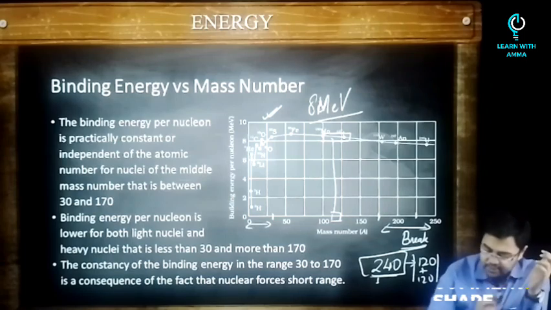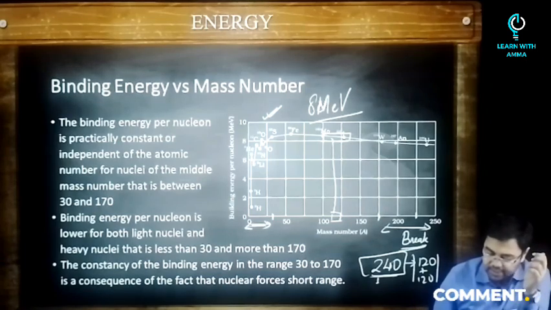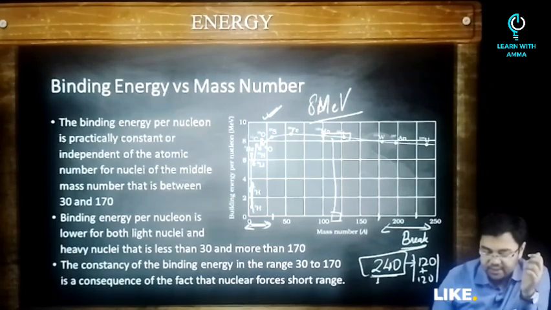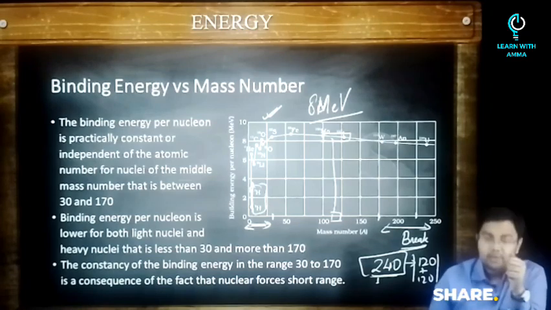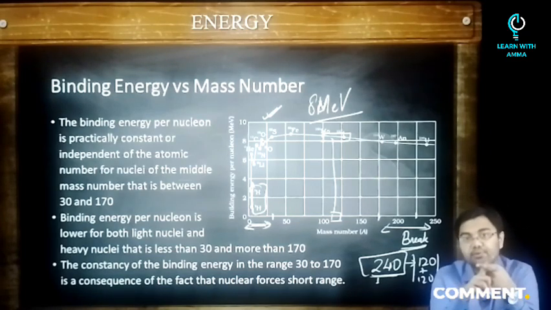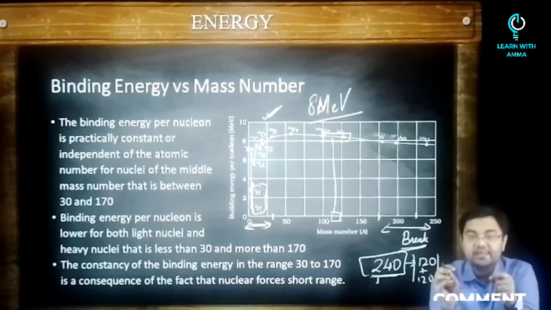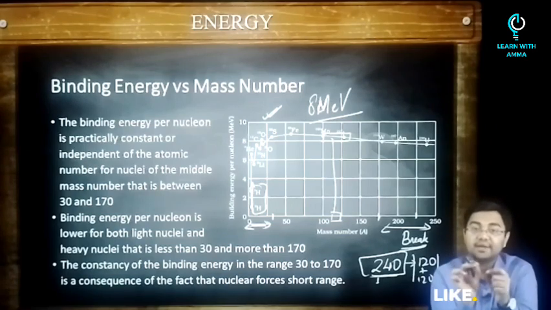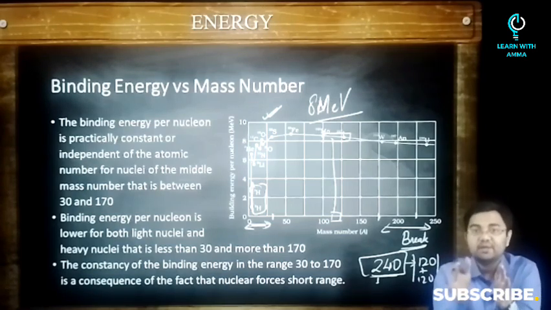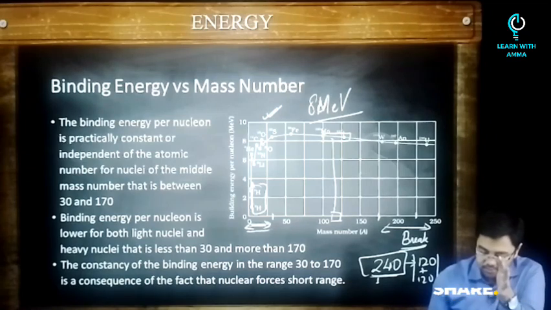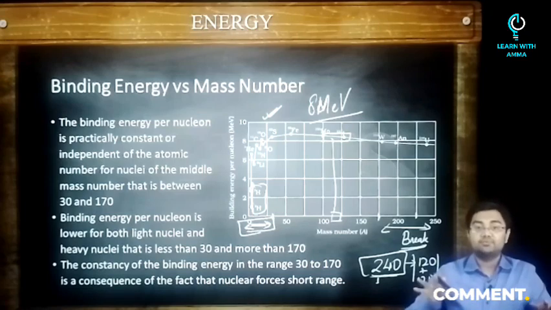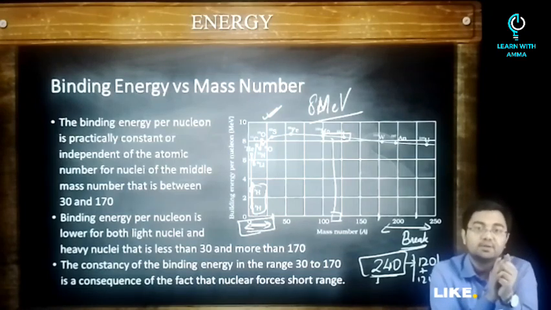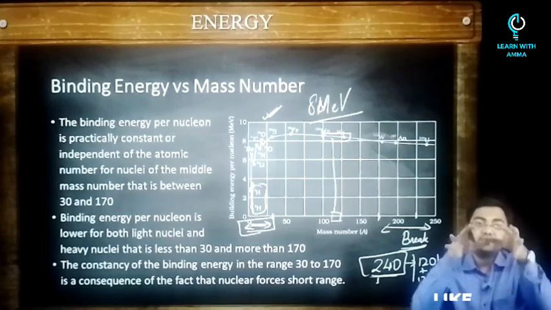Now look at the lighter ones. If you look at the lighter elements, if they have to increase their binding energy, they need to fuse together. So if you have hydrogen, two hydrogens would have to combine to form a helium nucleus, which has a higher binding energy. So to attain a higher binding energy, the elements which are lighter and the elements which are heavier both would have to release some energy. That is when they would have a higher energy.